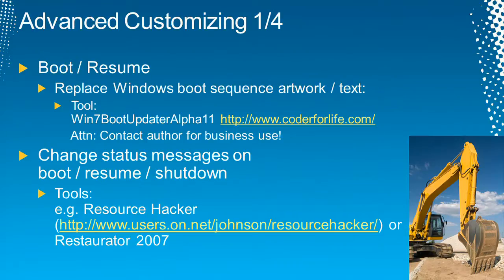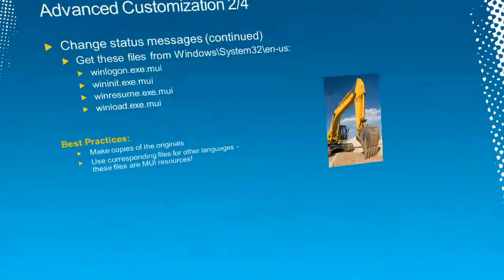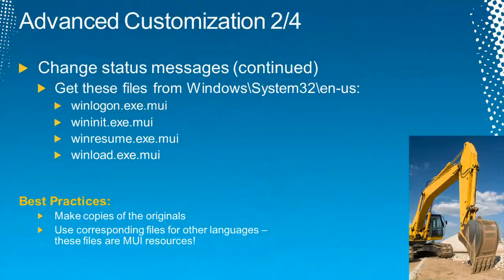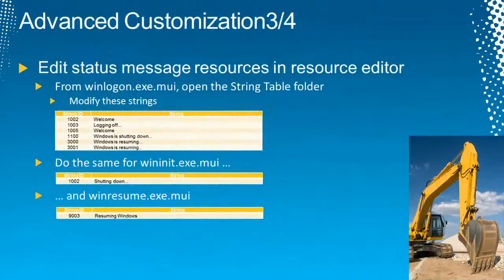We are able to change the status messages on boot, resume, and shutdown with a tool, for example, called Resource Hacker. I'm going to show you this. You could also use Restorator 2007, which is a commercial tool. Resource Hacker is free, so pick and choose whatever fits best. To change the status messages, you need to get those 4 MUI files. And if you want to change the status messages in different languages, you have to redo this for each language, of course, because these are MUI files. Make copies. We all do that anytime, I know.